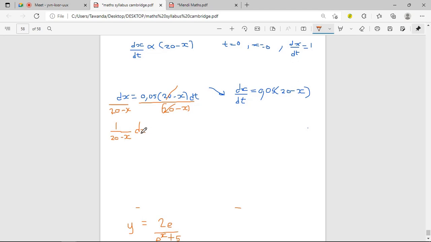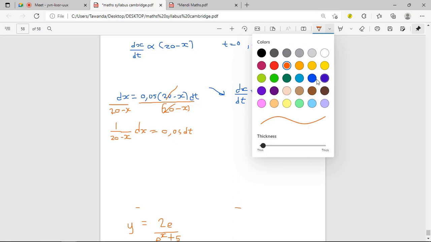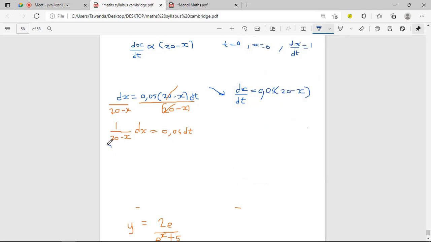So here we are having 0.05 dt, right? Are we together? Yes. Right. So now after that, we've managed to separate our variables. We are now moving on to integrate both sides.